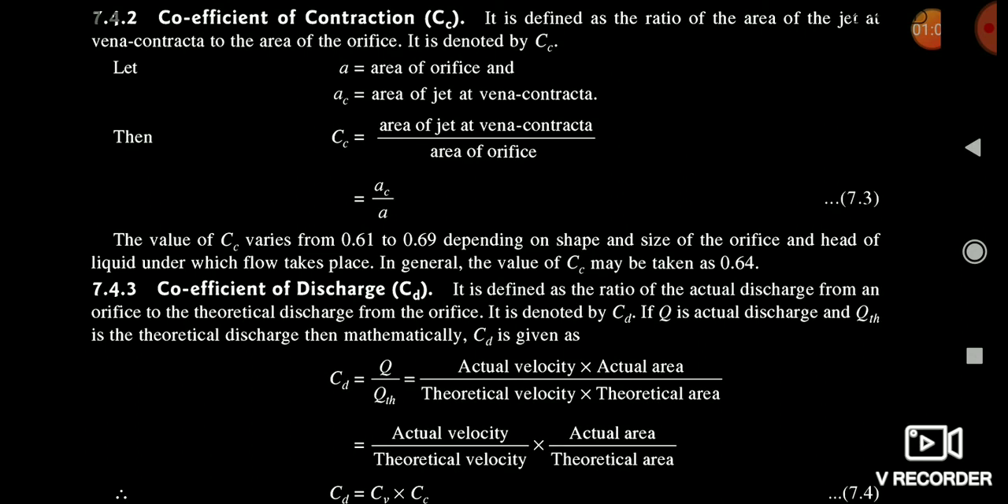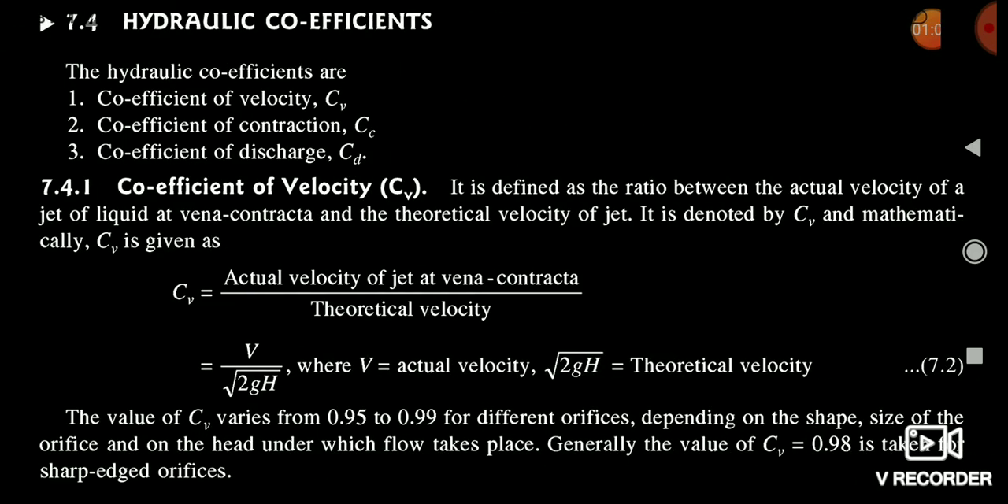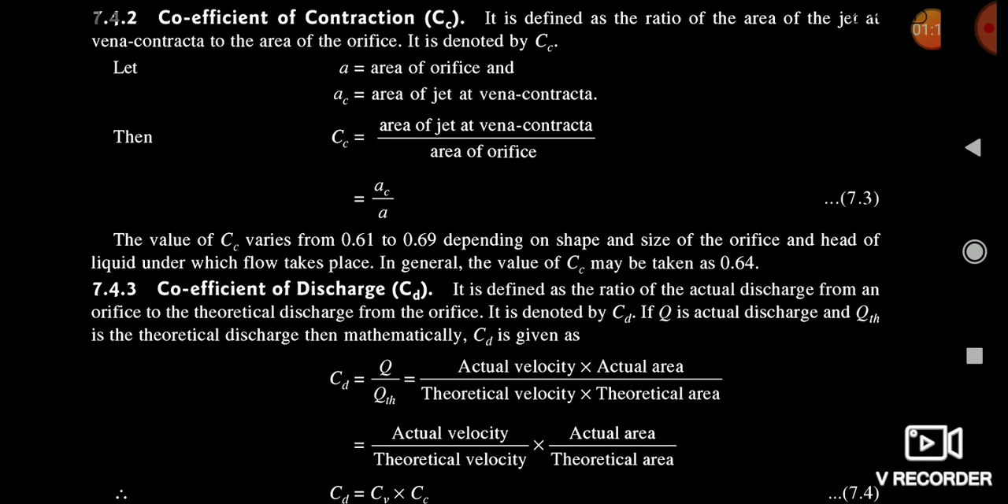Now you can see the coefficient of contraction. Friends, these formulas, these coefficients are almost the same. You have to only understand the relationship: discharge is equal to velocity into area. I think all of you know that discharge Q is equal to A V. So coefficient of discharge is equal to coefficient of area into coefficient of velocity, and coefficient of area is known as coefficient of contraction.